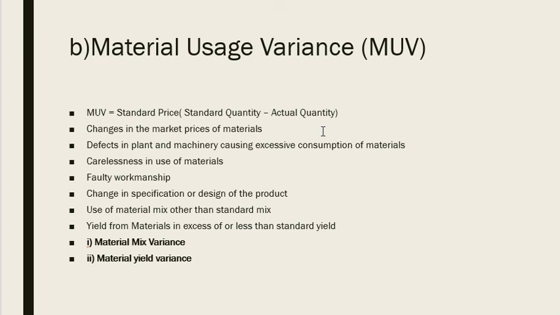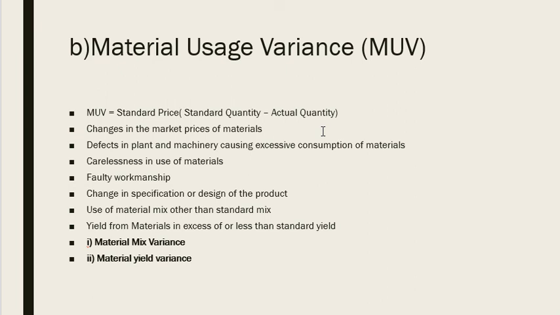So when the quantity varies, obviously the price also varies. So this material usage variance is divided into two, which are material mix variance and material yield variance. So what is material mix variance? Material mix variance is that part of material usage variance which is due to using a mixture which does not comply with the predetermined standard mixture.